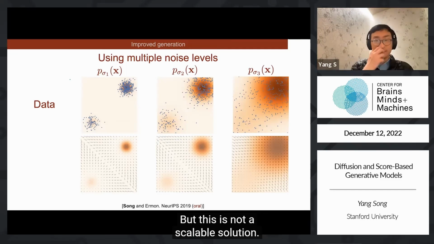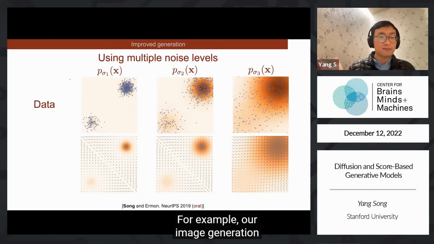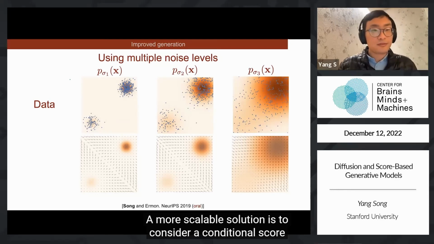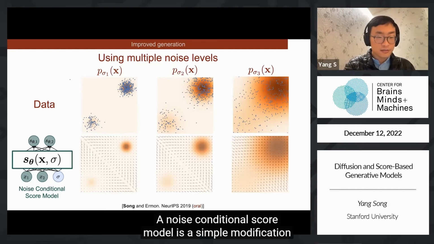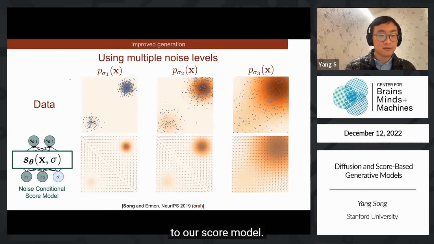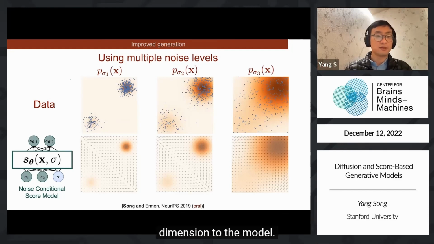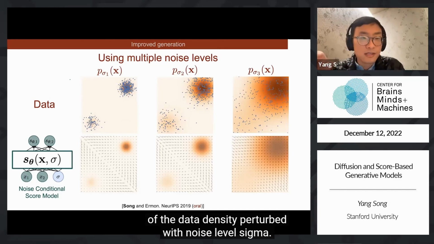But this is not a scalable solution because in practice, we might require many more noise levels. For example, on image generation, we typically require hundreds to thousands of noise levels. A more scalable solution is to consider a conditional score model, which we call a noise conditional score model. It is a simple modification to a score model. It takes the noise level sigma as one additional input dimension to the model. The output corresponds to the score function of the data density perturbed with noise level sigma.